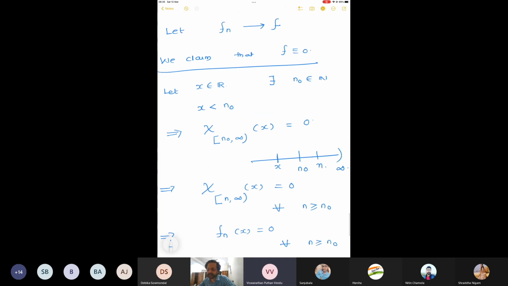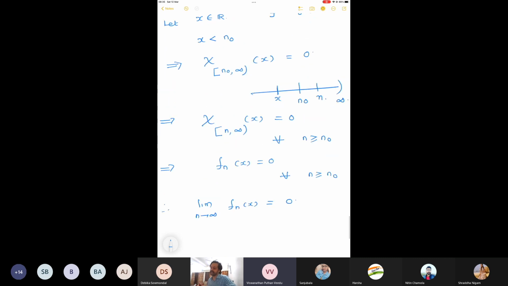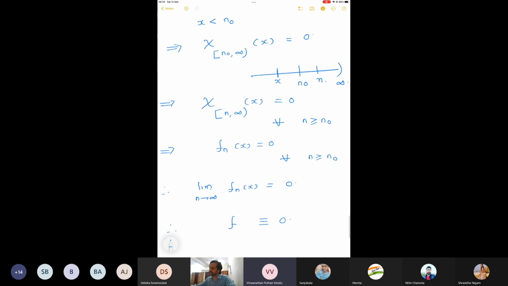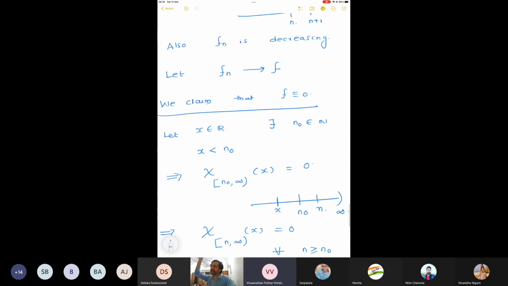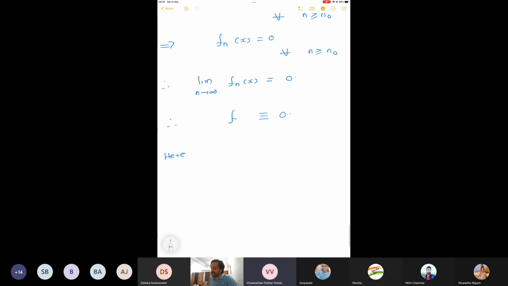So for each fixed x, there is a stage n naught, which may depend on x, such that fn of x is 0 after that stage. Therefore, what will be the limit? The limit n tending to infinity of fn of x would be equal to 0. And this is true for all x. And therefore, f is identically 0. Therefore, the given sequence of monotonically decreasing functions, in fact, decreases to 0. Now, whether the monotone convergence theorem conclusion holds or not: the integral of f dm is 0.